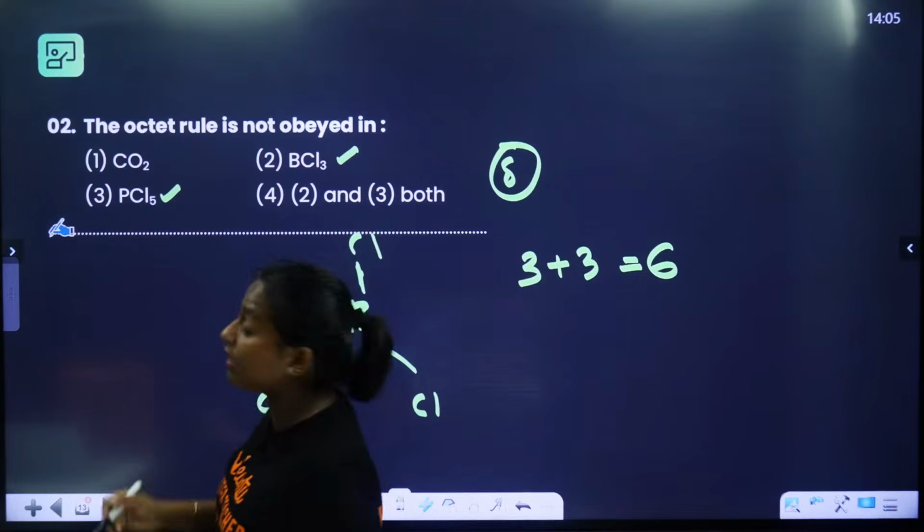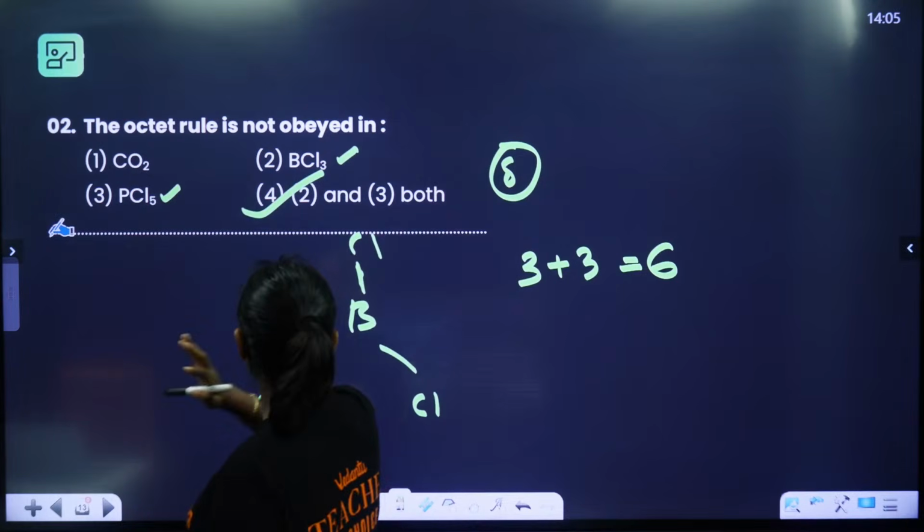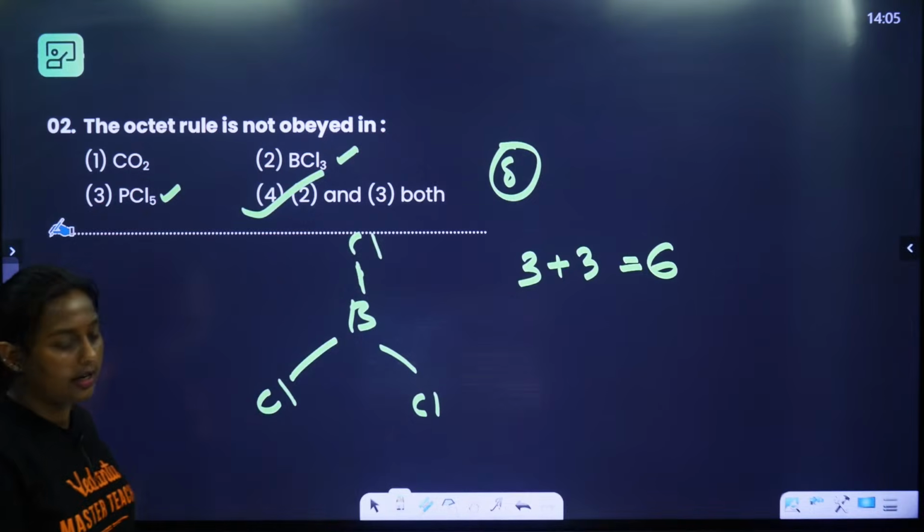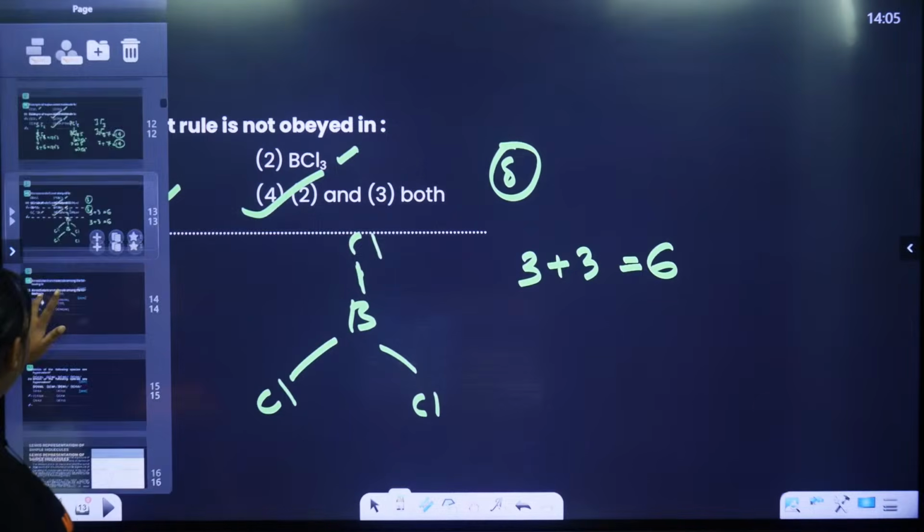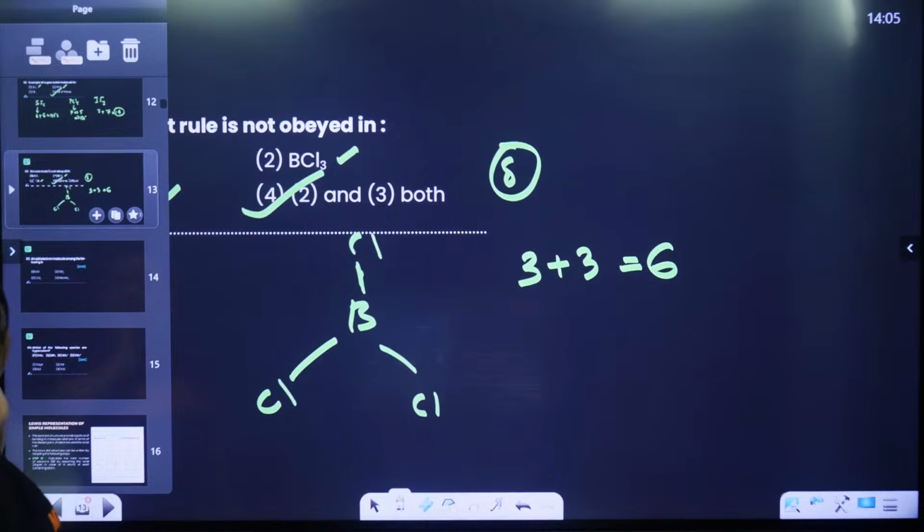So then what is the correct answer? The correct answer is option 4. Then we can move to the next question.